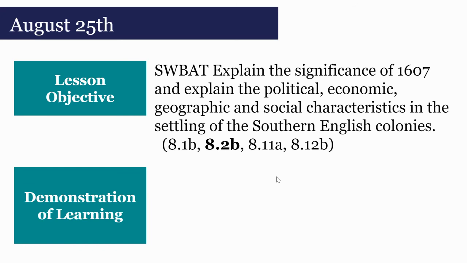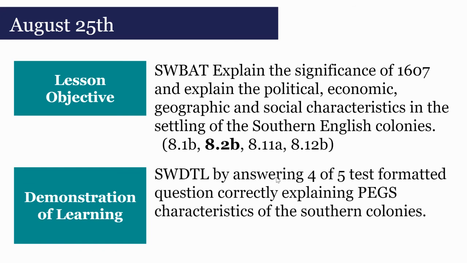Okay. In your demonstration of learning, you will be answering 4 of 5 test formatted questions correctly, explaining the PEGs characteristics of the Southern colonies. And again, what are the PEGs? Exactly. Political, economical, geographical, and social characteristics. So you're going to explain those PEGs characteristics by answering test questions. You need to get 4 out of 5 of them correct.